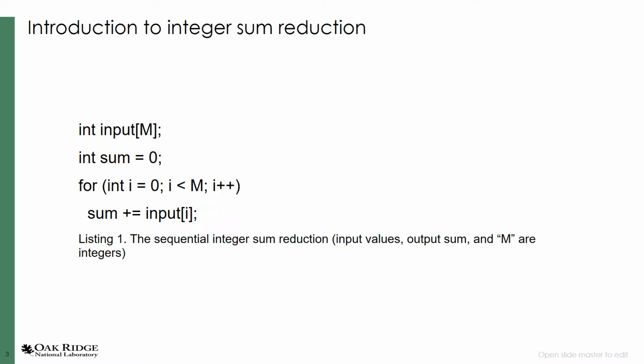Here is the sequential integer sum reduction of m integers using a for loop in C-style pseudocode. We can imagine that with the associativity and commutativity properties of addition, a parallel implementation divides the operations into independent partial sums. These partial sums and the combination of these partial sums can be performed in any order.